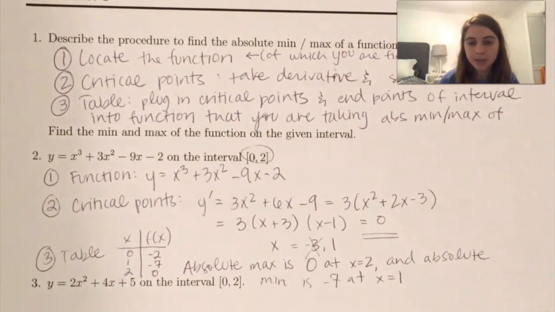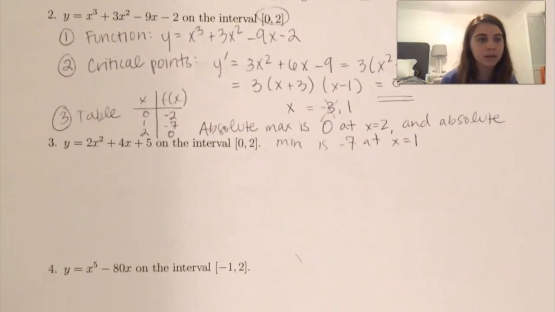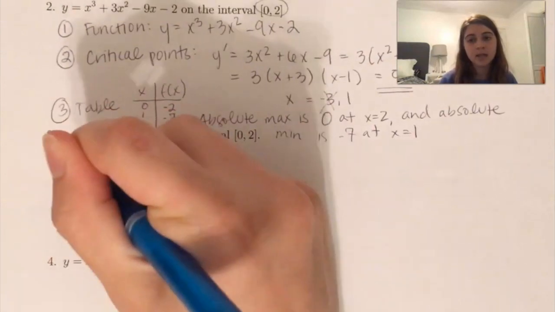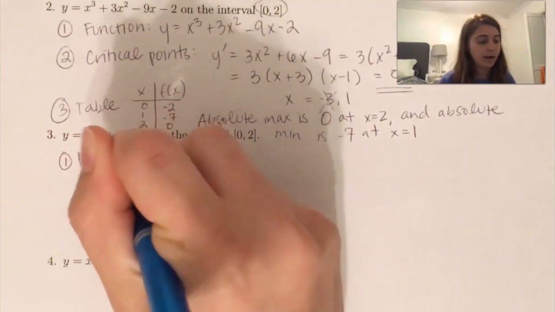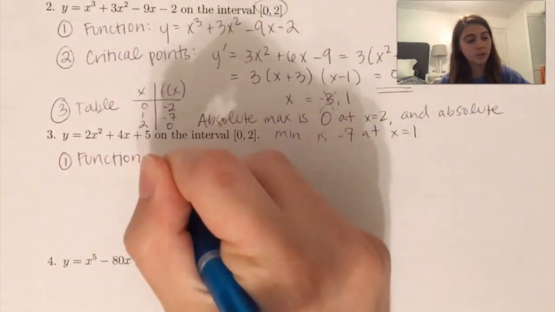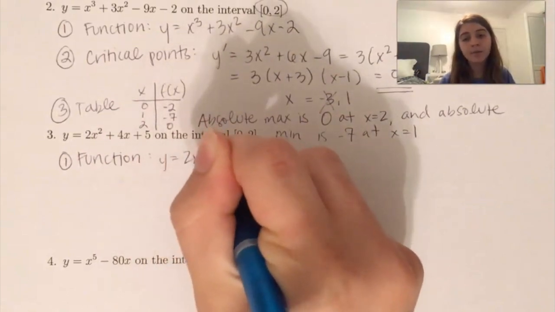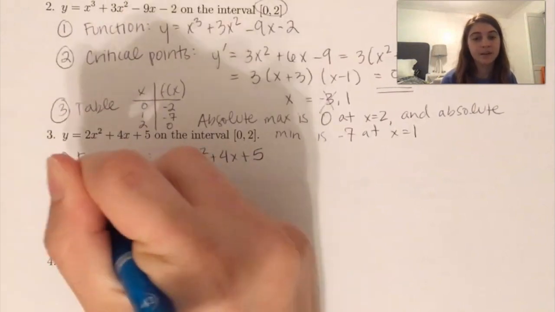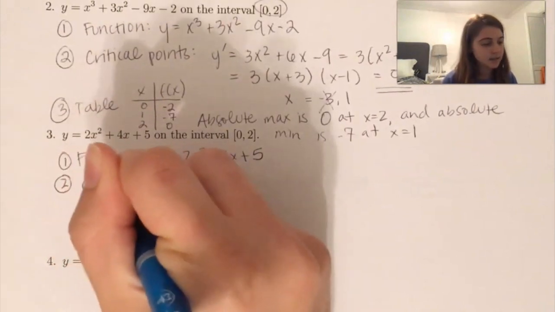So that's it for number 2. Number 3 is also pretty straightforward. It's again the same thing. So I'm going to go ahead and write y equals 2x squared plus 4x plus 5. And then we're going to find those critical points.